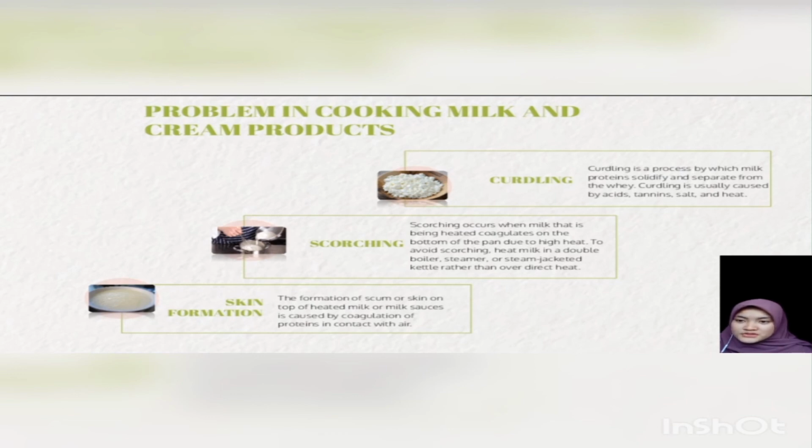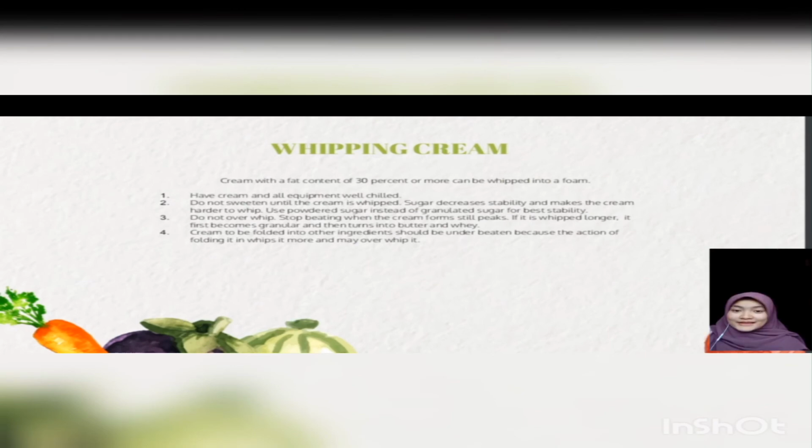Third, skin formation. The formation of scum or skin on top of heated milk or milk sauce is caused by coagulation of protein in contact with air. Last, whipping cream. Cream with a fat content of 30% or more can be whipped into a foam. First, have cream and all equipment well chilled. Second, do not sweeten until the cream is whipped. Sugar decreases stability and makes the cream harder to whip. Use powdered sugar instead of granulated sugar for best stability.